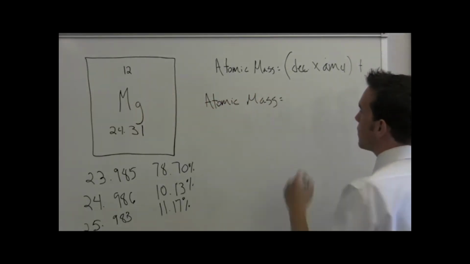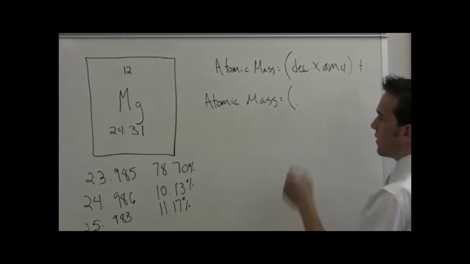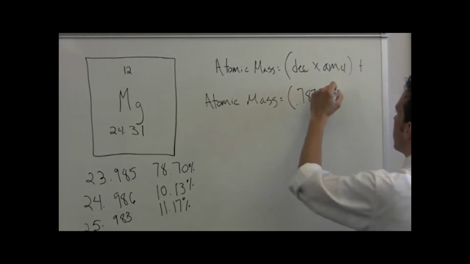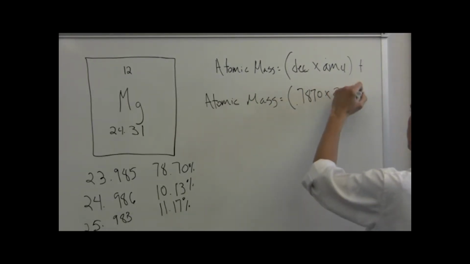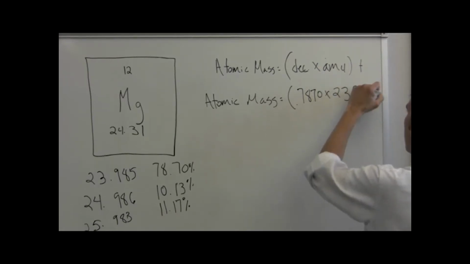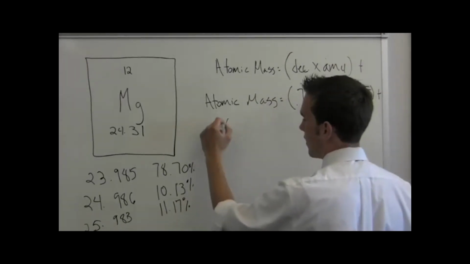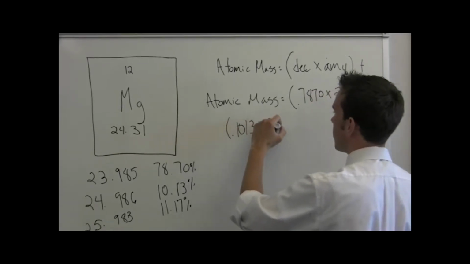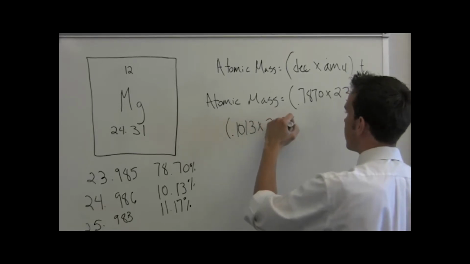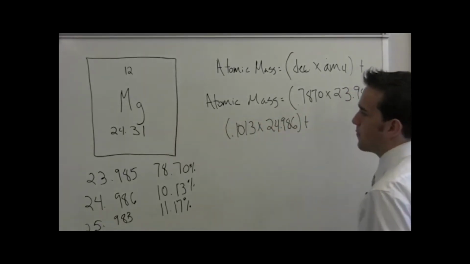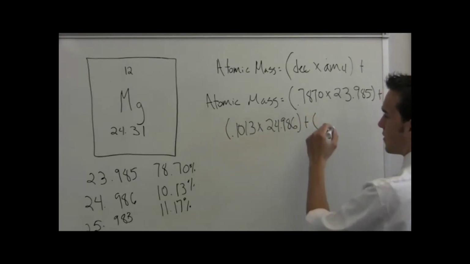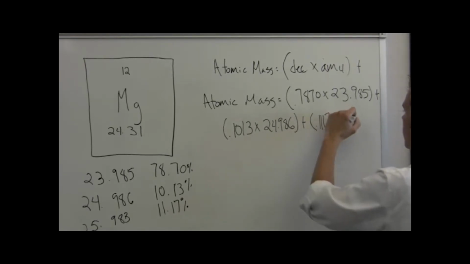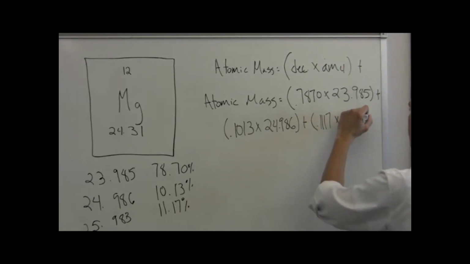The atomic mass will be equal to 0.7870 times 23.985. You add that to the next isotope, that's 0.1013 times 24.986. And then the last isotope, in this case for magnesium, will be 0.1117 times 25.983.